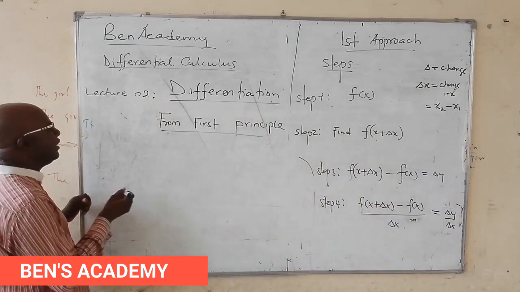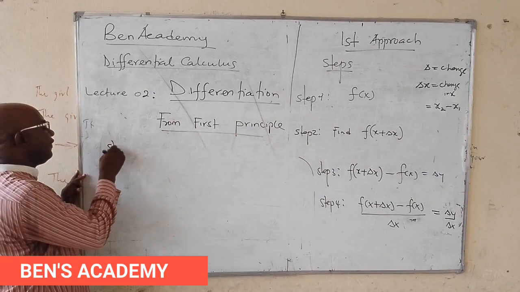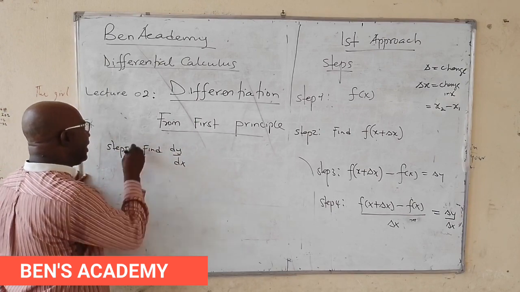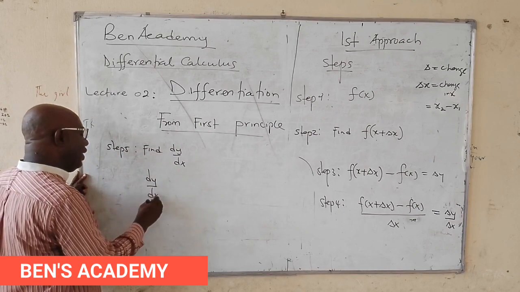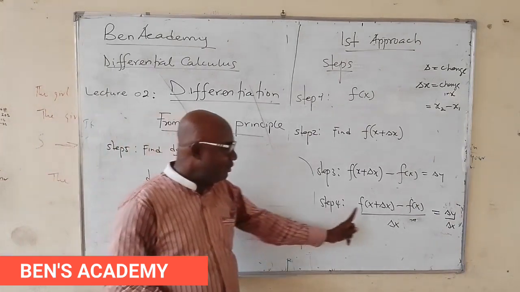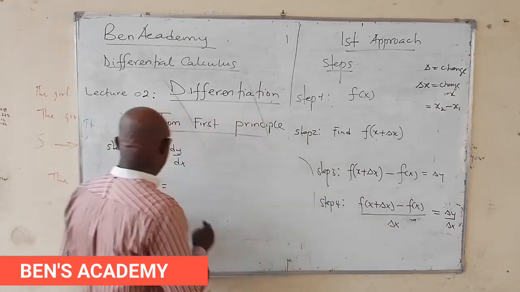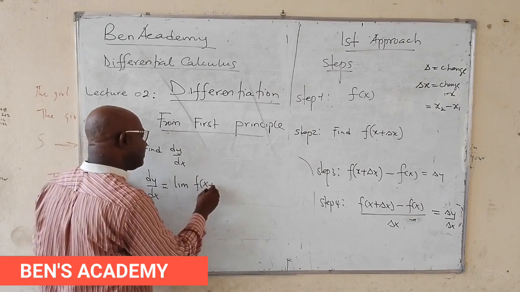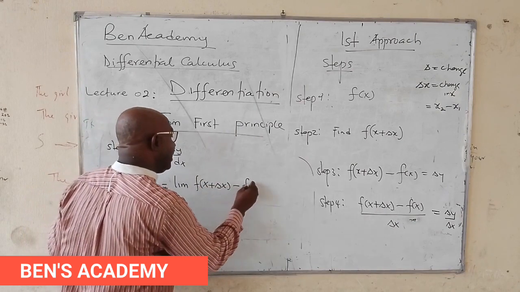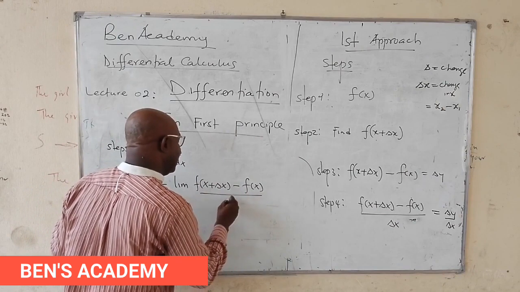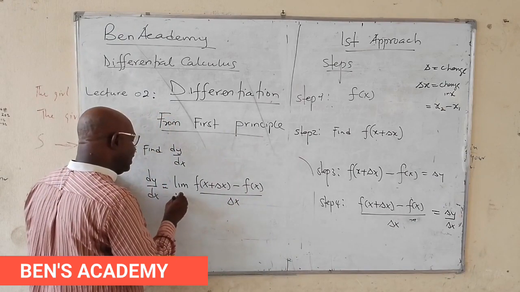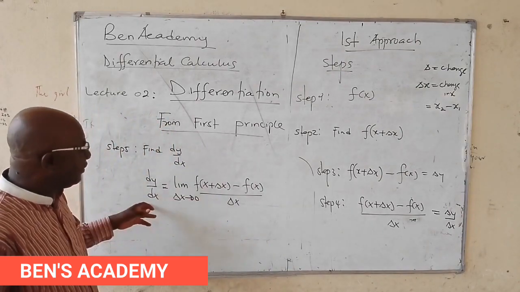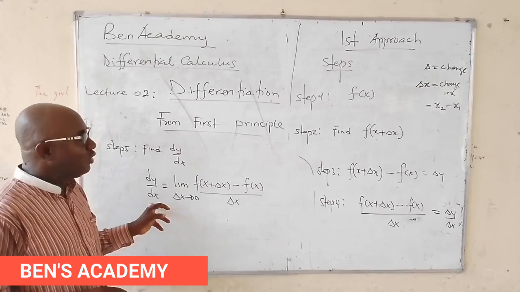Finally, you can now find dy/dx. That is step 5. How do you get that? You write dy/dx by taking the limit of step 4. We take the limit of f of x plus change in x minus f of x all over change in x, as change in x approaches 0. Once you do this, if the limit exists, it means you have differentiated the function with respect to x.